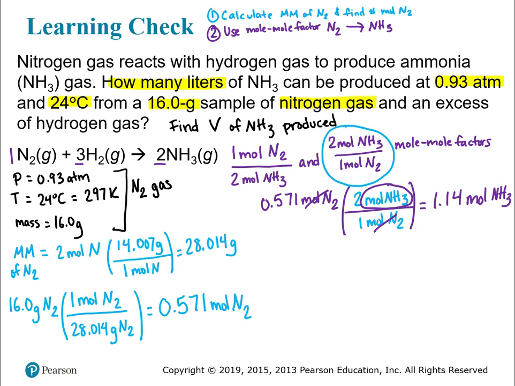Now we have moles of ammonia. But the question is asking for the volume of ammonia produced. What else do we have left from the problem that we can use? We've got a pressure, a temperature, and we have moles. That means we can use the ideal gas law to calculate our volume. Because remember, if we're doing this reaction at 0.93 atmospheres and 24 degrees Celsius, that's the same conditions that the product, ammonia, will be in when it's produced.